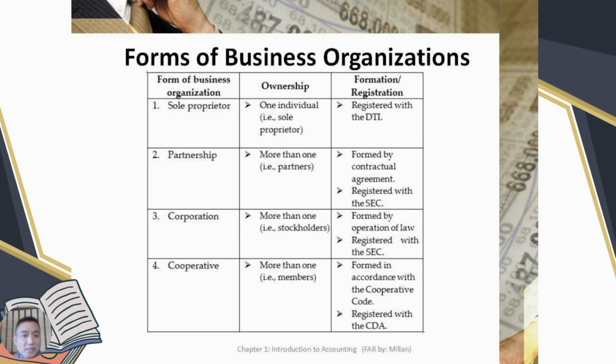Formation or registration: we need to register our business as a sole proprietorship with the DTI. For the partnership, it is formed by contractual agreement and registered with the SEC. The corporation is formed by operation of law and registered with the SEC. The cooperative is formed in accordance with the Cooperative Code and registered with the CDA.